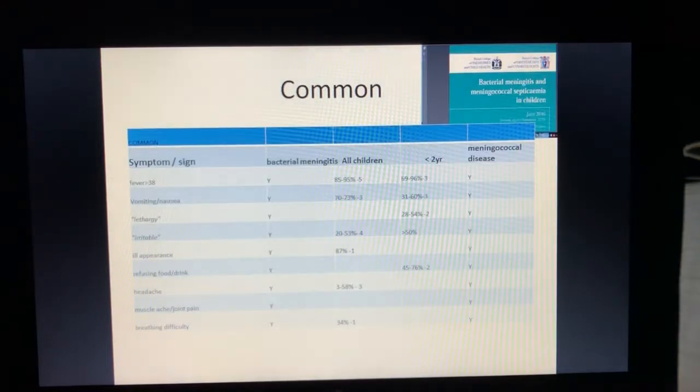Let's review the common ones. So here they are. There's a table with the left-hand column representing these common signs and symptoms, and the third column labelled all children shows the percentages of patients, and the hyphen is the number of studies out of the 8 that looked at this, and the under 2-year-old column shows the presence or the incidence of these signs and symptoms in the under 2-year age group.